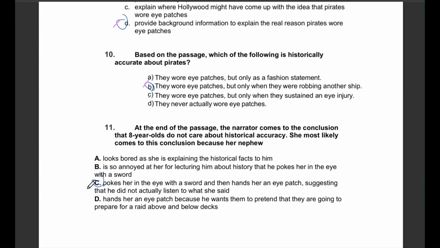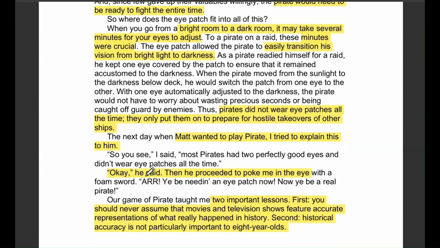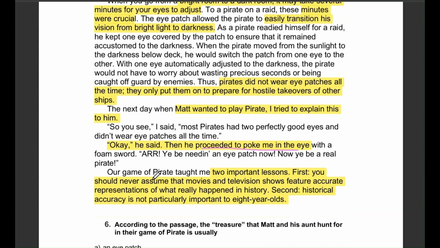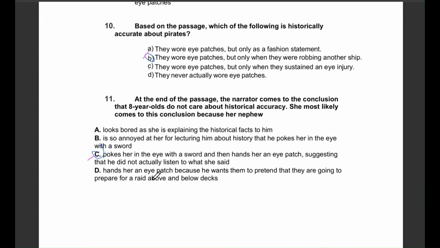The right answer here is C. He pokes her in the eye with a sword and then hands her an eye patch, suggesting that he did not actually listen to what she said. He wasn't paying attention to the real reasons for the eye patch. Instead, he poked her with a toy sword and offered her the patch like it was just a game. This shows he just wanted to play and didn't really care about the history behind it.